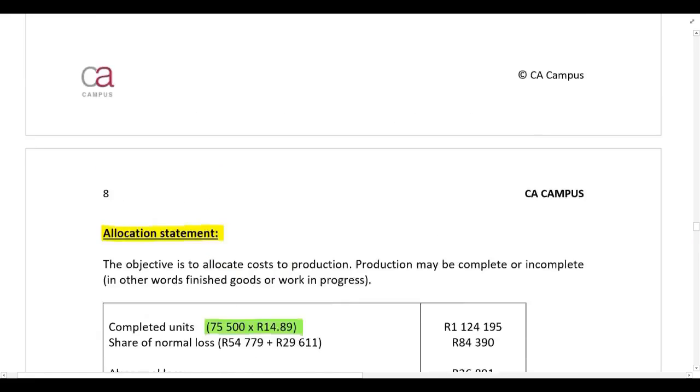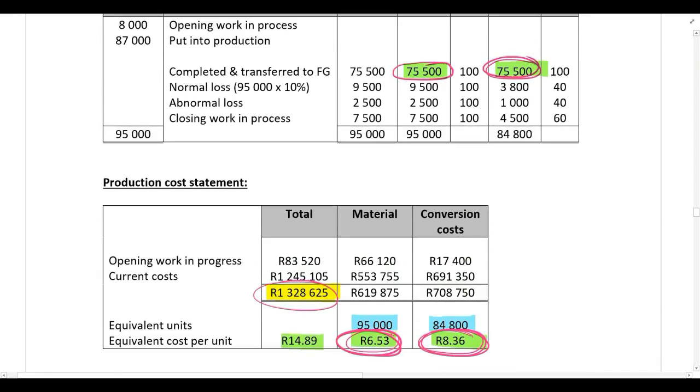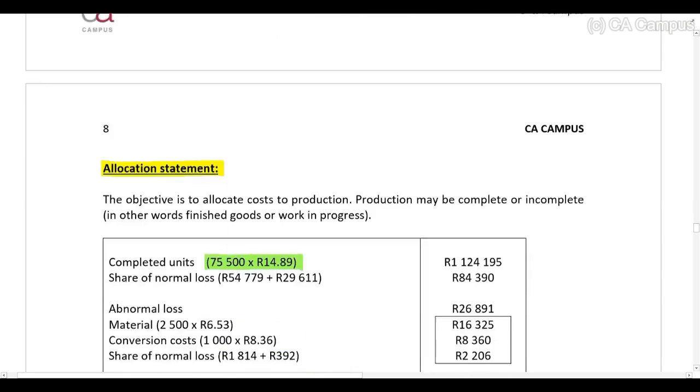Let's do everything else. We do the easy stuff first, then we get on to the difficult stuff. And the difficult stuff is the normal loss. So leave the normal loss for now. That's what's more difficult. My abnormal loss, I'm going to take my units, multiply it by the cost per unit. Easy enough. That's how you get your abnormal loss. Closing work in process, units times cost per unit. That's all I'm doing on this allocation statement over here.